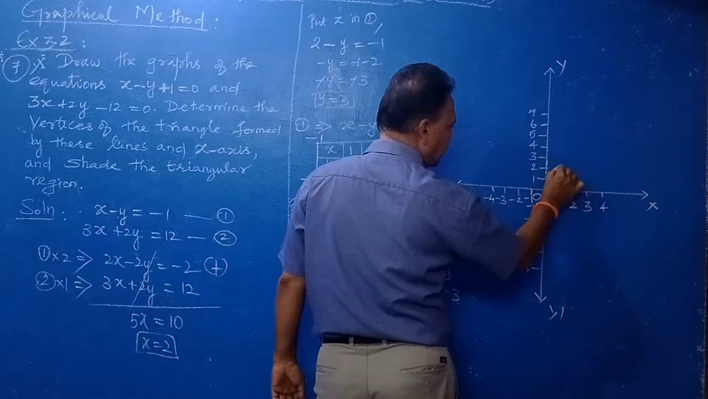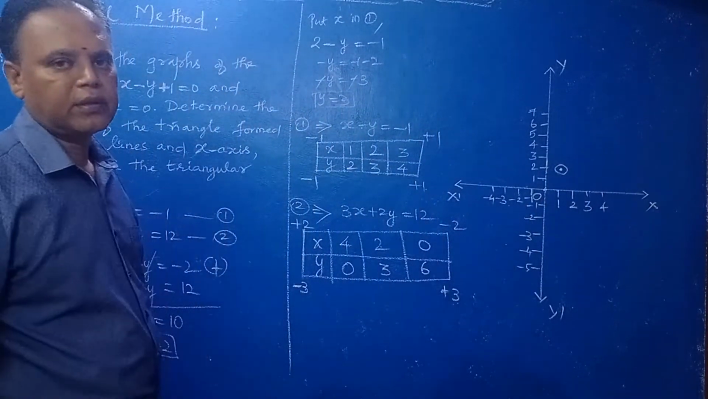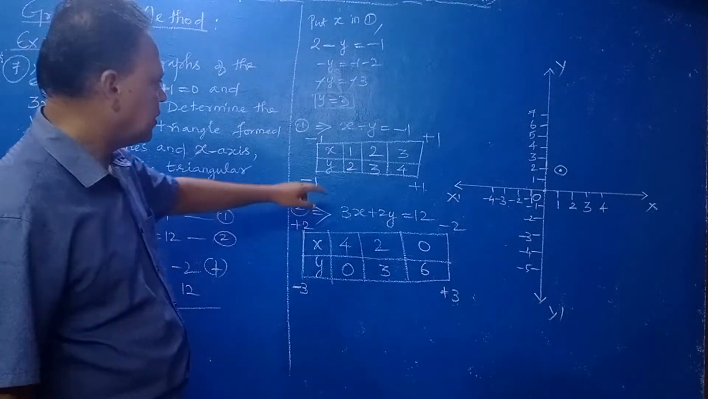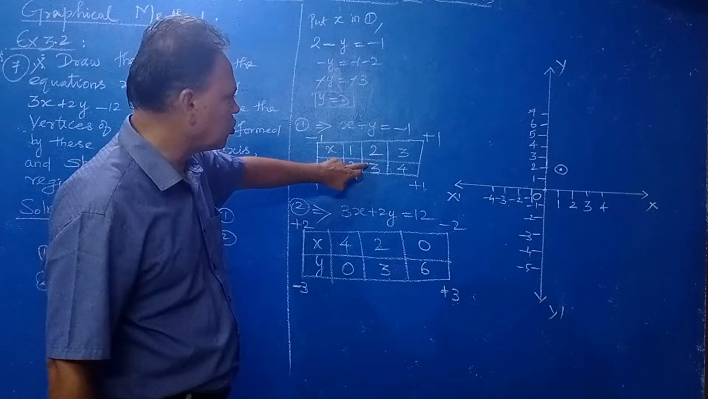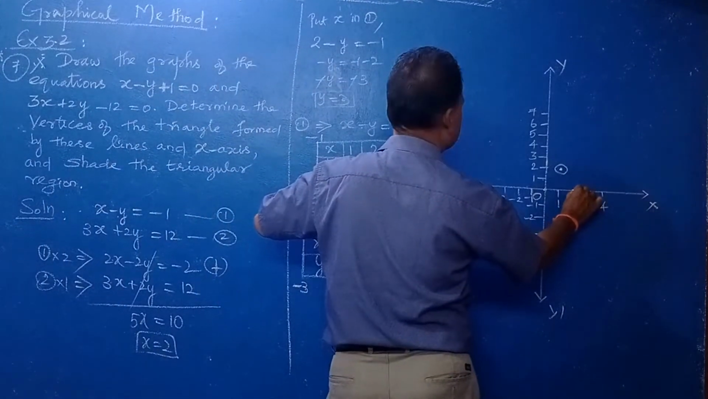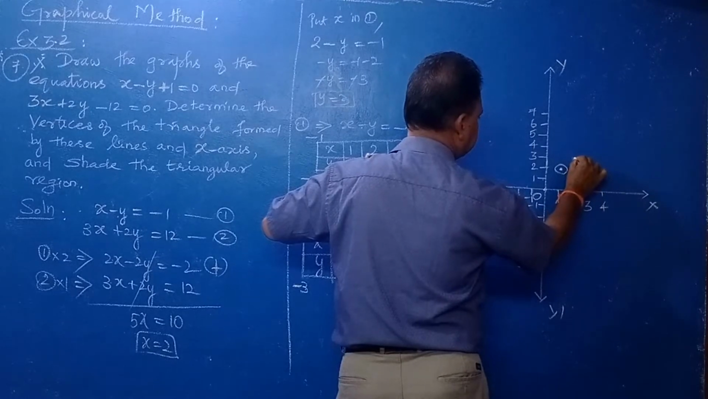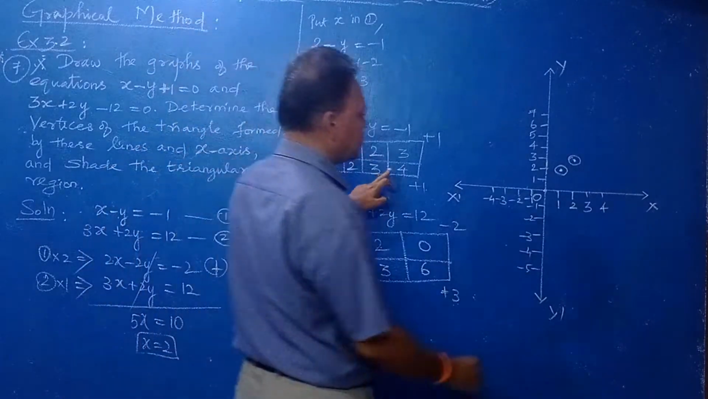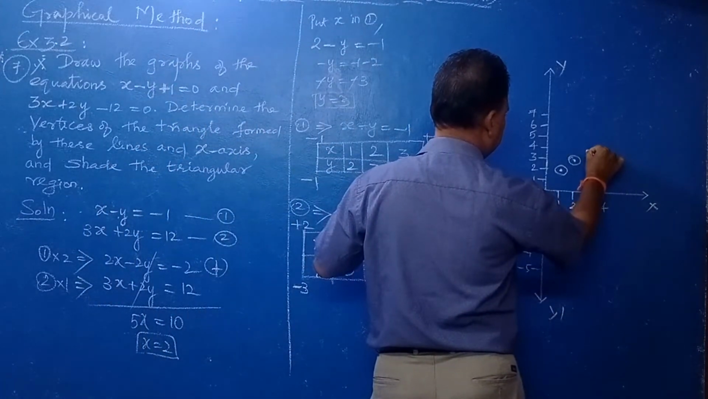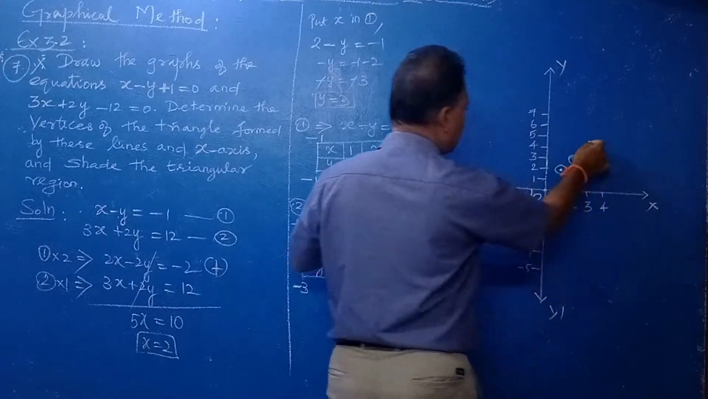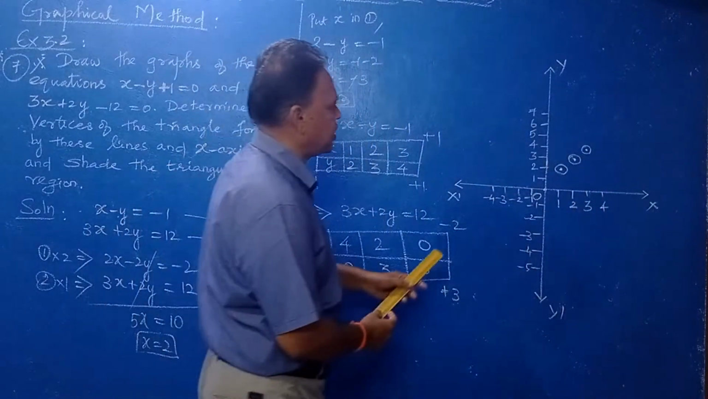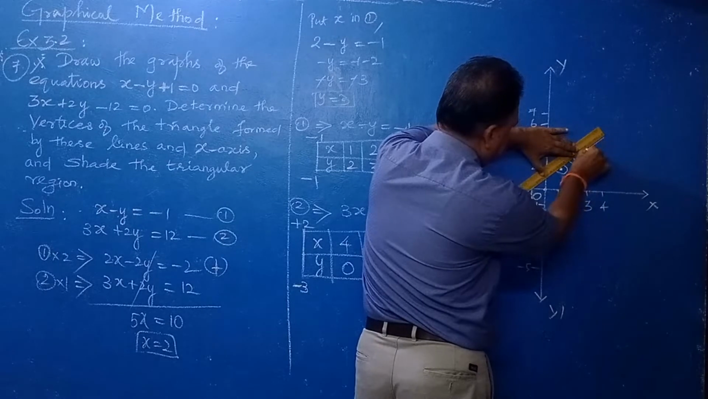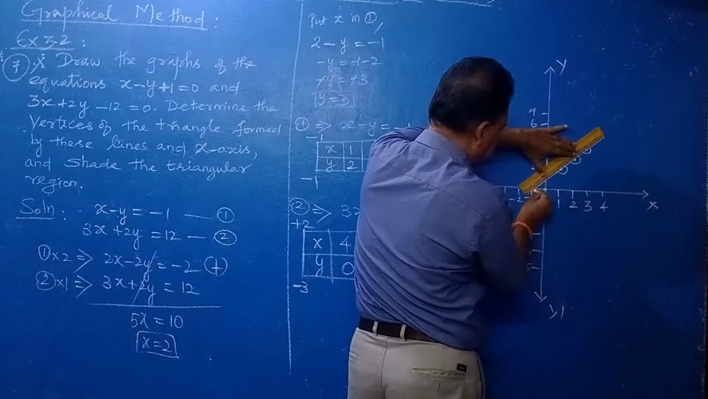Clear? You already know how to plot points, you studied it in 9th class too. But listen very carefully. Next point 2, 3: x is 2, y is 3, here it will be. Then 3, 4: x is 3, y is 4, here. Okay. Now if you join all these 3 points correctly, you will get a straight line.